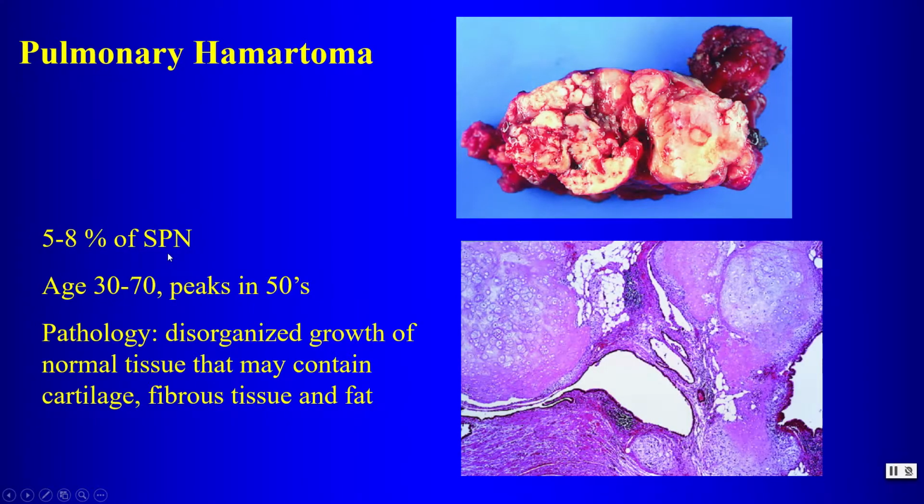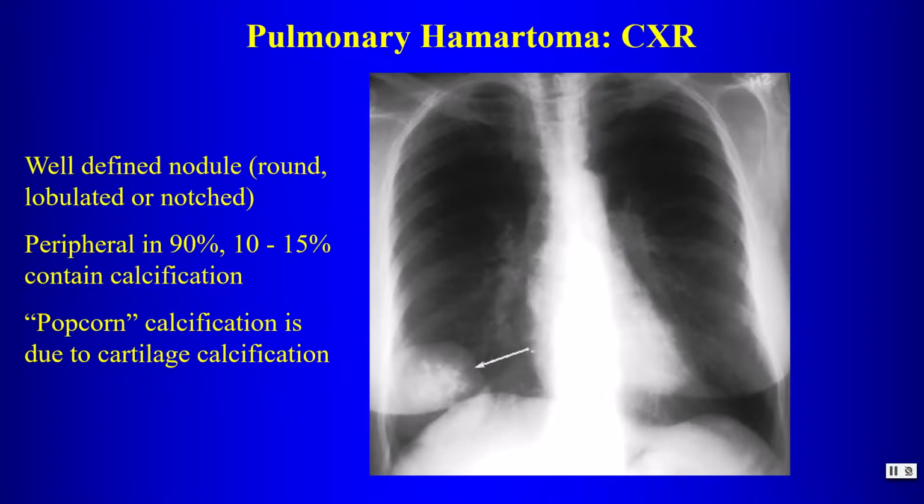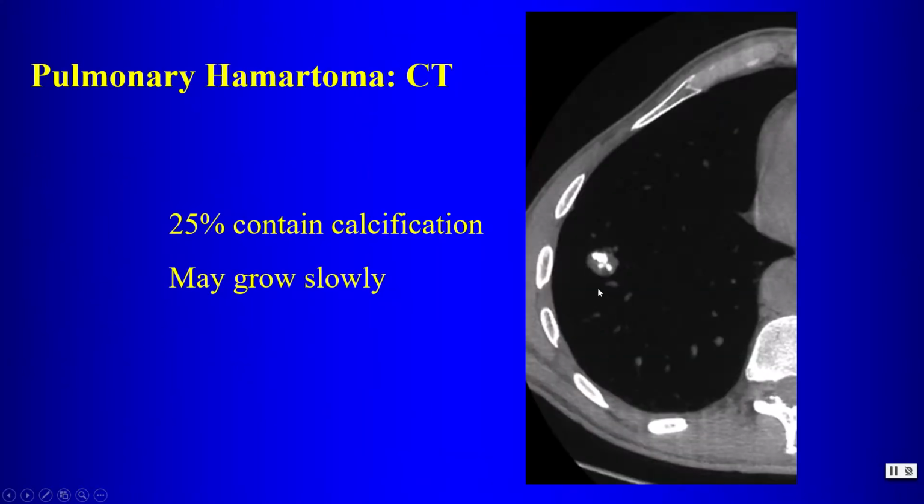So these make up about 5 to 8% of solitary nodules. They represent disorganized growth of normal tissue that may contain cartilage, fibrous tissue, and fat. So the cartilage can give us the amorphous calcification, the popcorn calcification, and of course if we see fat within the lesion, we can say it's a hamartoma on CT. So you can have this type of chondroid calcification or popcorn calcification within the nodule, and this type of calcification can be seen in hamartomas.